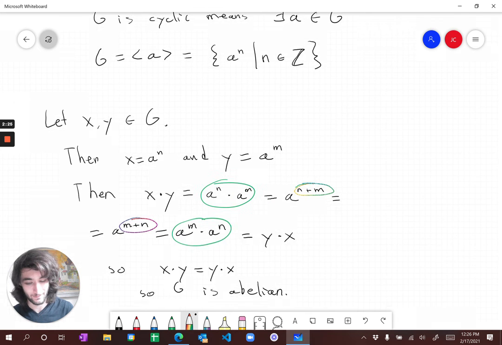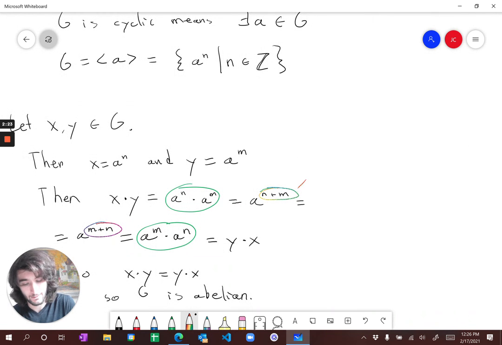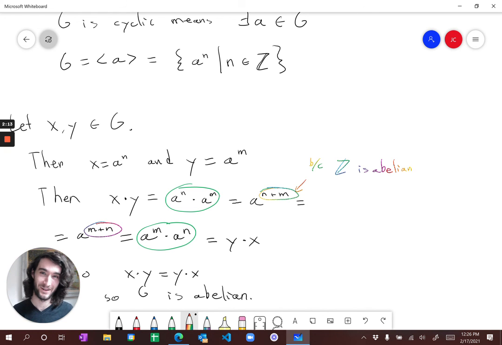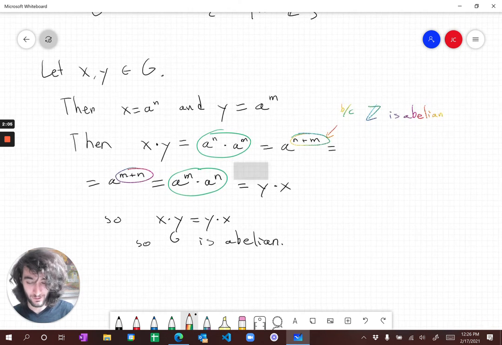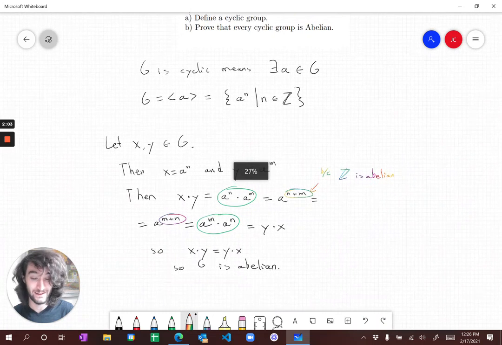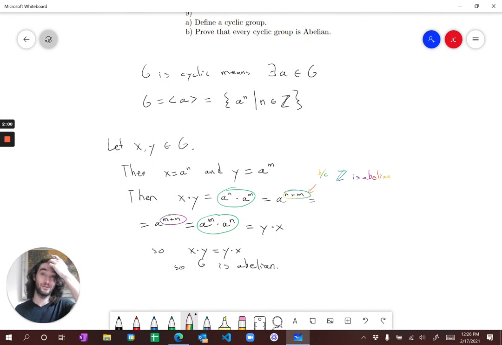One student said something like this, You can swap that because Z is abelian. And that's exactly right. The integers with addition is an abelian group. And ultimately, that's the reason why any cyclic group is abelian. So if that was you, that was cool. I like that. Okay, so anyway, there you go. That's why any cyclic group is abelian, because every two elements is a power of A, and you can certainly swap powers of A.